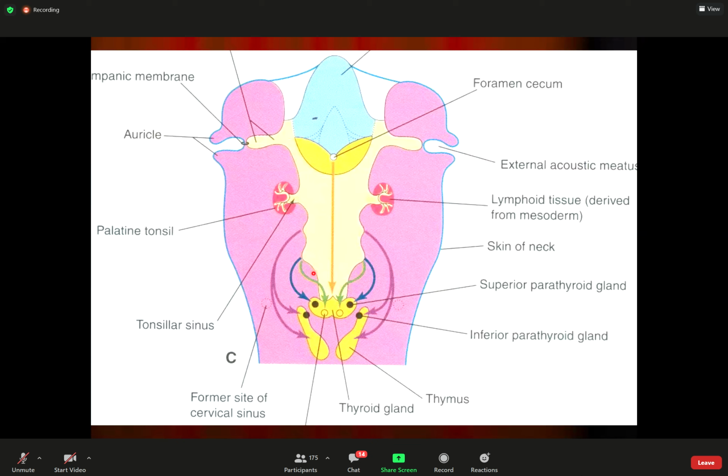So this is a very nice picture showing parathyroid gland. Look at this. The third pharyngeal pouch forming the inferior parathyroid gland. Look at that, where it is going. It is going inferiorly. The fourth pharyngeal pouch has superior parathyroid gland, which goes superiorly. So parathyroid gland goes inside the thyroid gland or attached to the thyroid gland.